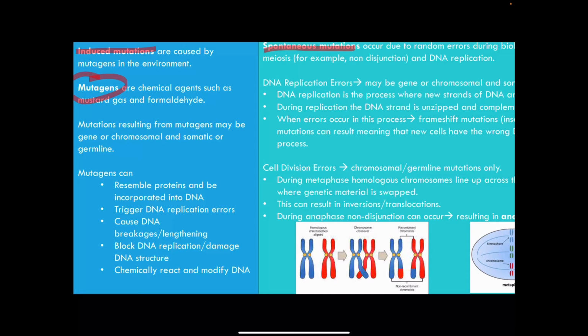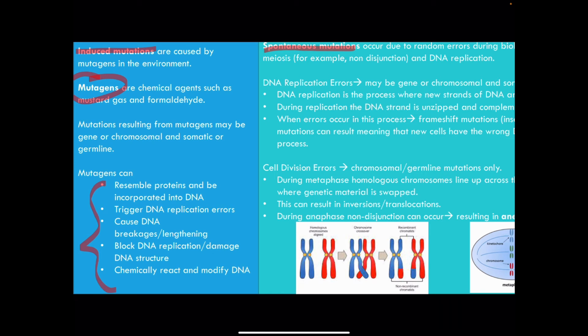Now, mutations resulting from mutagens may be gene or chromosomal, so they can occur at the gene level or at the structural level, and they can be somatic or germline, so they can occur in the body cells or the gametes. Now, how a mutagen can cause an induced mutation is because of these reasons here.